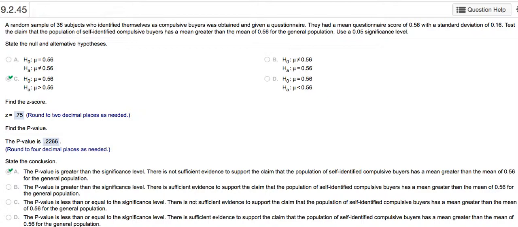It's looking at a random sample of 36 subjects who identify themselves as compulsive buyers, and it was obtained from a questionnaire. The questionnaire had a mean questionnaire score of 0.58 with a standard deviation of 0.16. Test the claim that the population of self-identified compulsive buyers has a mean greater than 0.56 for the general population. Use a 0.05 significance level.